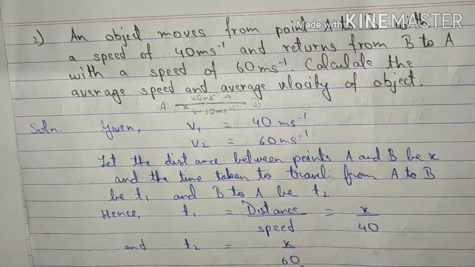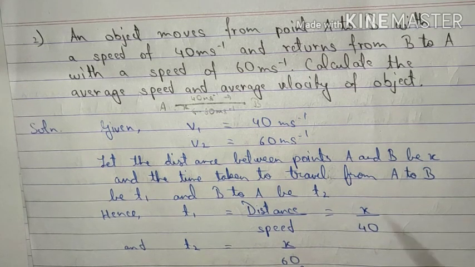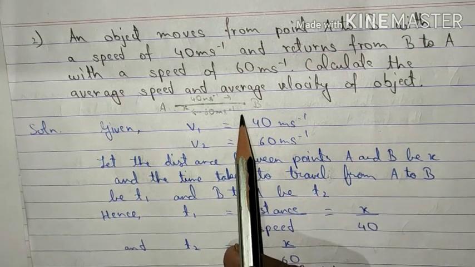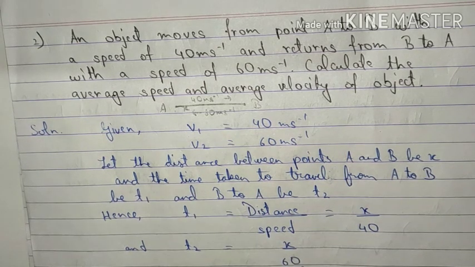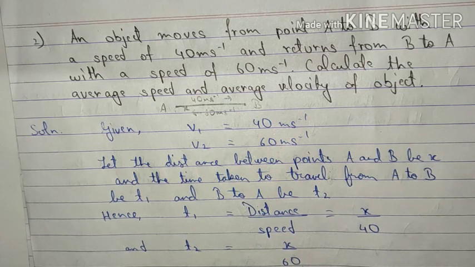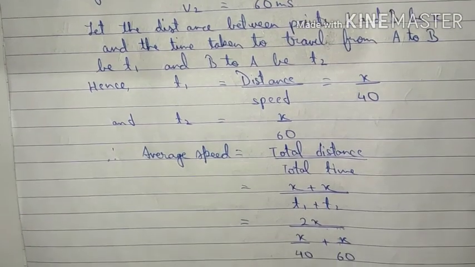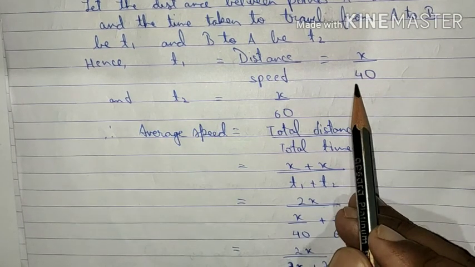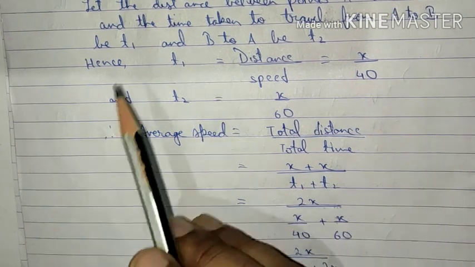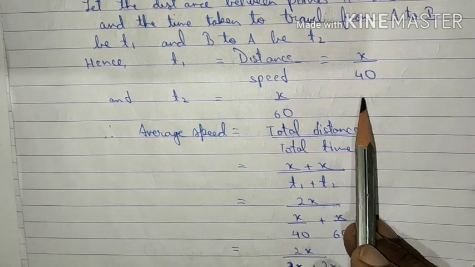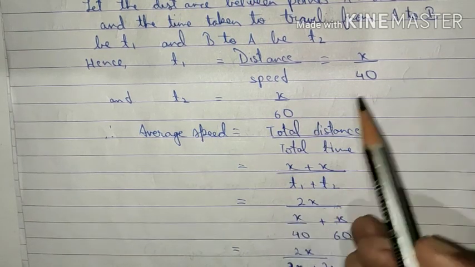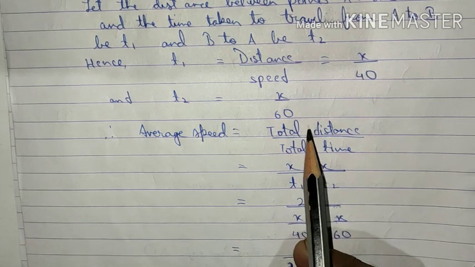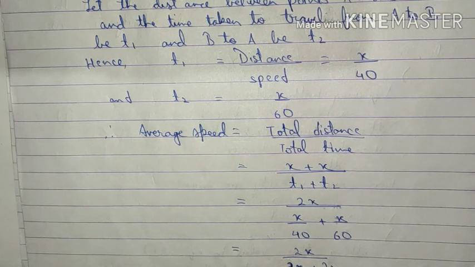Let's move further. Suppose that the object takes t1 time to move from point A to B and t2 time to move from point B to A. Then we can express t1 and t2 as, since we all know that time is equal to distance upon speed, t1 will be equal to x upon 40, because the speed of moving from point A to point B was 40 meters per second, and t2 can be expressed, in the same manner, as x upon 60, because the speed with which the object moved from point B to A was 60 meters per second.